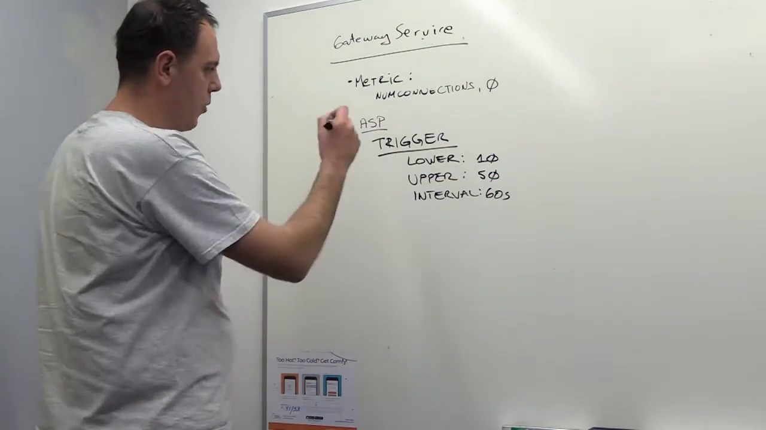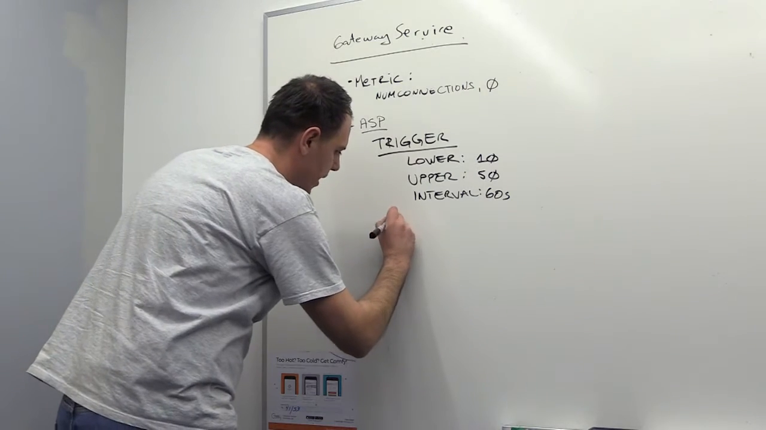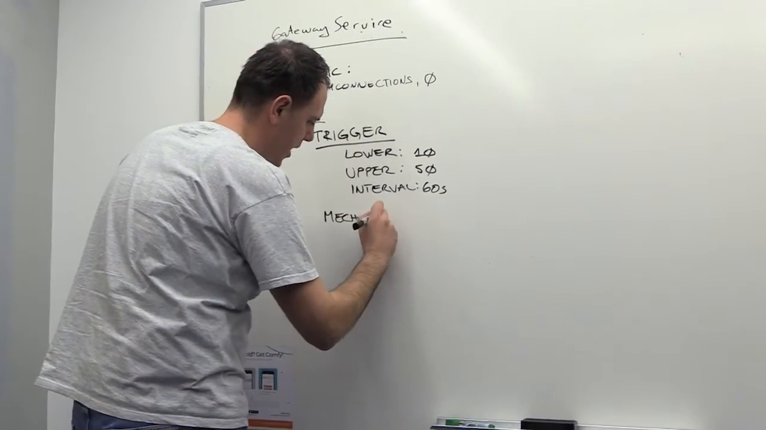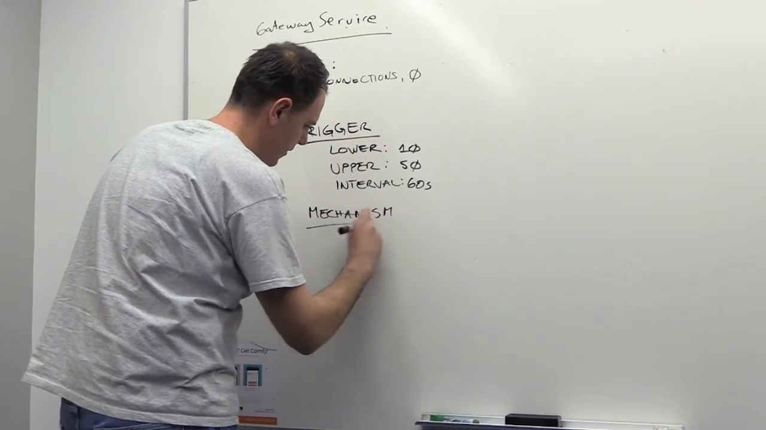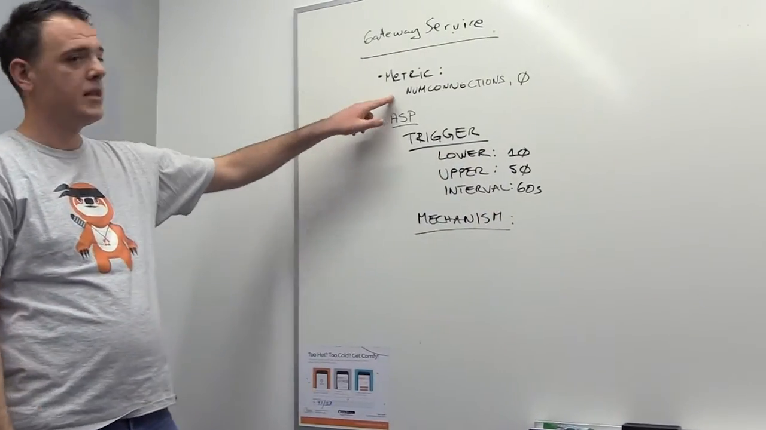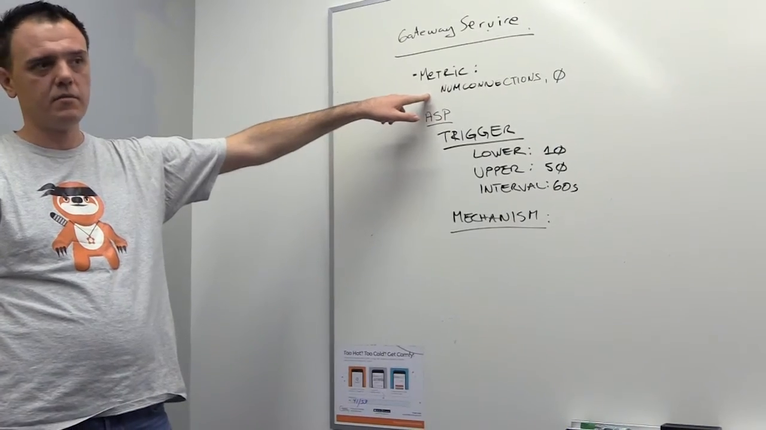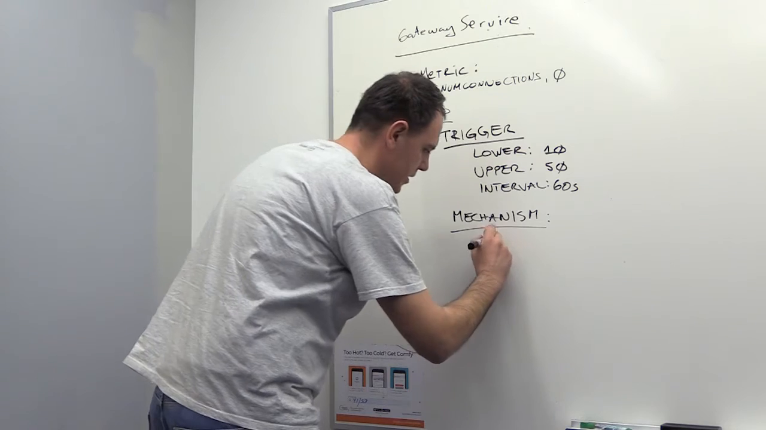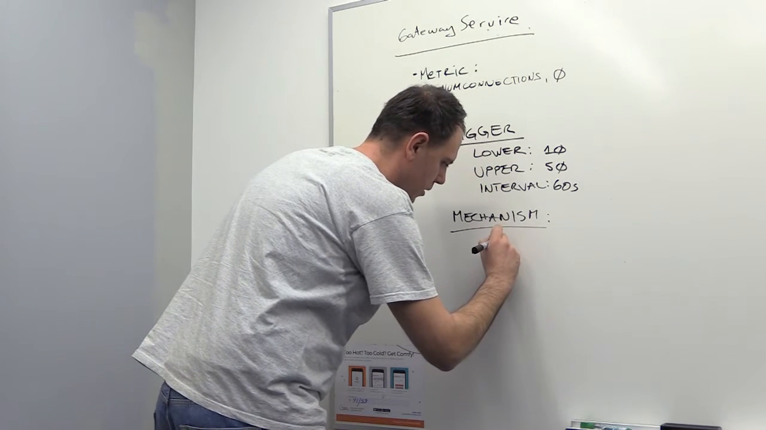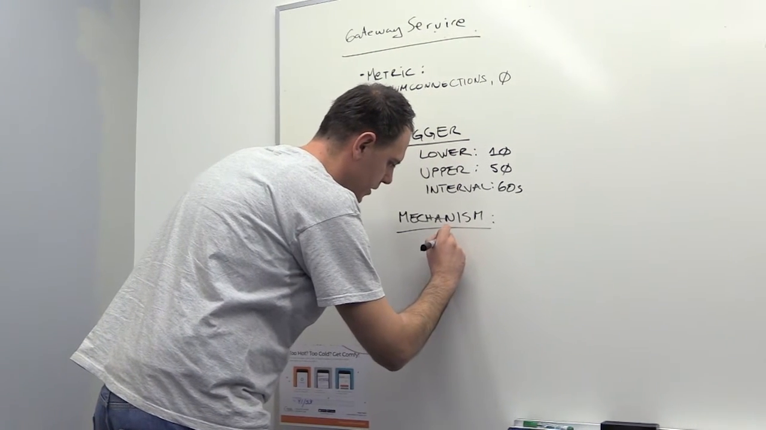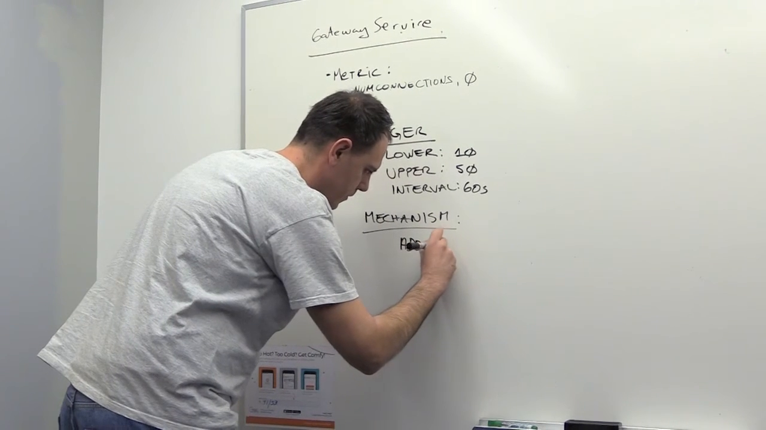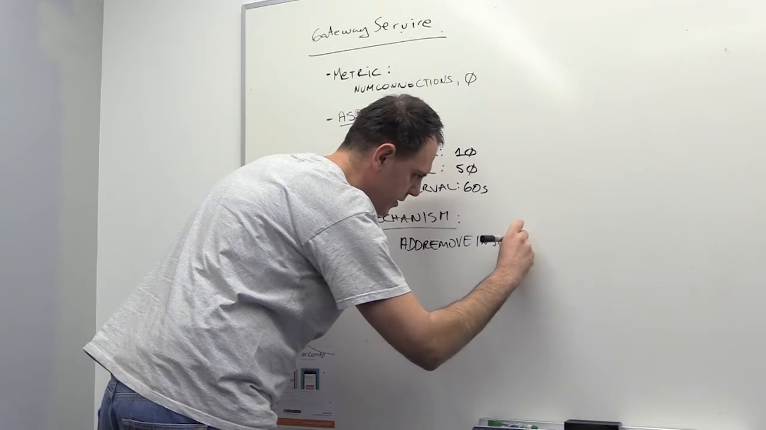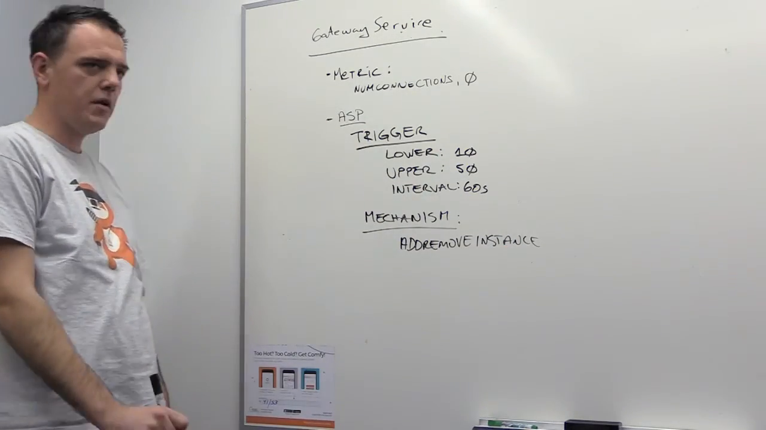Okay? And how we do that is by actually applying the mechanism that you give us. So let's say that this is a stateless single partition service, right? And then you can tell us that the mechanism is add remove instance.